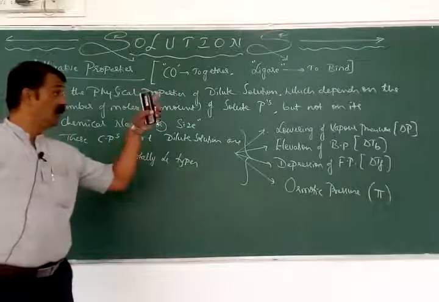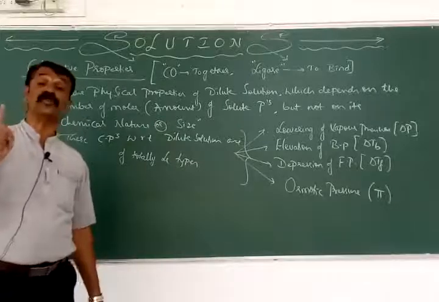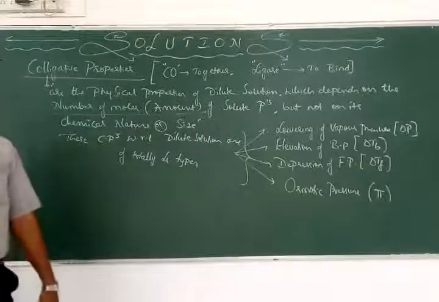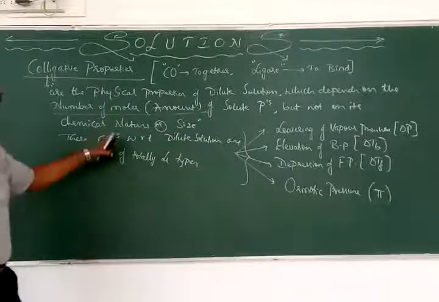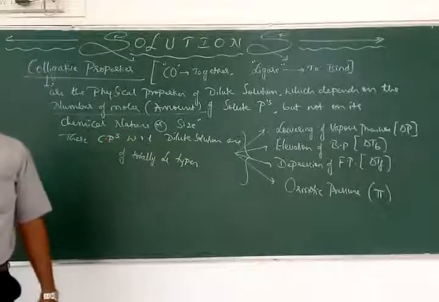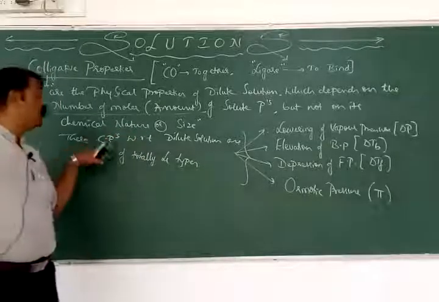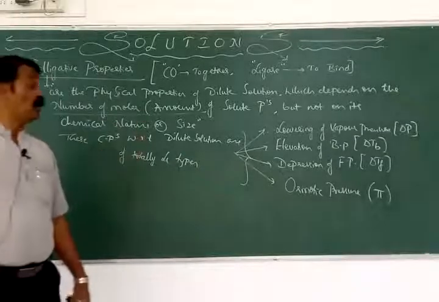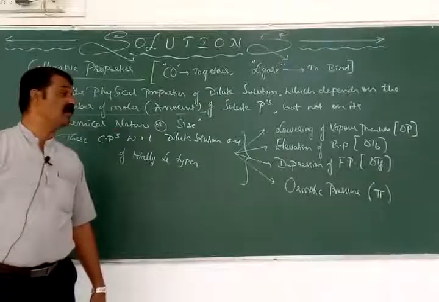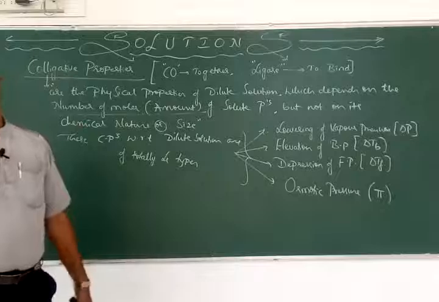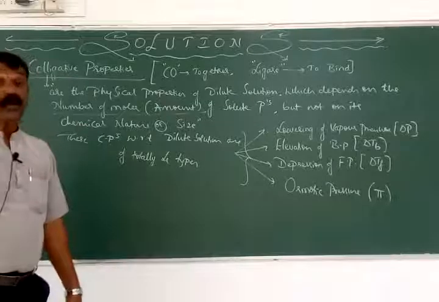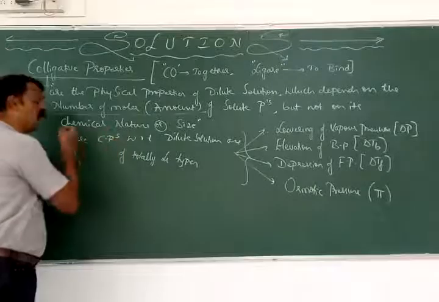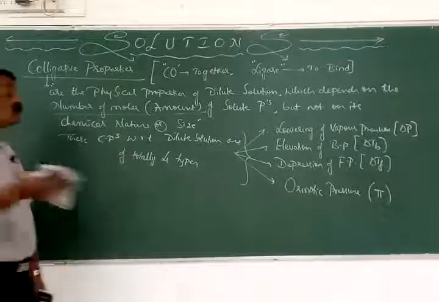They are the special physical properties of the dilute solution only, which depend upon the number of moles, or indirectly the amount of solute particles, but not upon its chemical nature or size. So these colligative properties can be of 4 types: lowering of vapor pressure, elevation in boiling point, depression in freezing point, and the osmotic pressure. Then we have to discuss each of them individually. Okay. So let us have one by one.